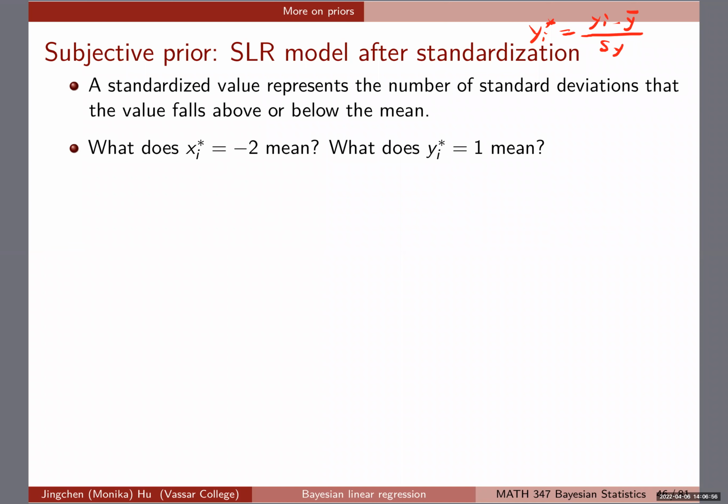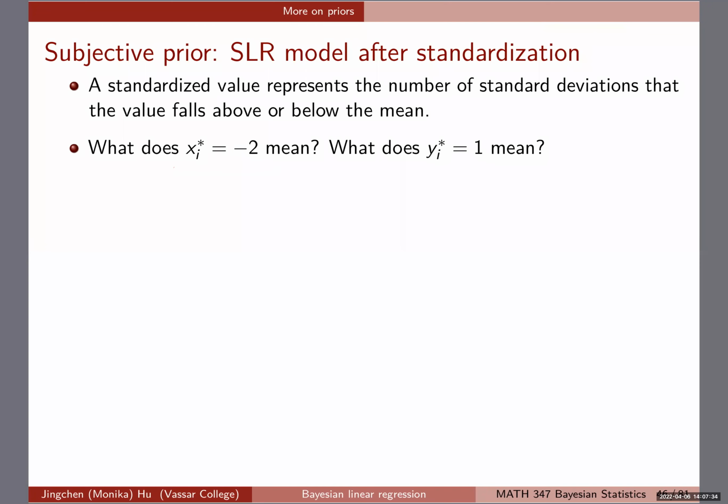So with that, if I'm looking at xi star equals -2, then I'm looking at this observation being 2 standard deviations below the mean of x. If I'm looking at yi star equals 1, then this yi, the original value for this record, is going to be one standard deviation above the mean of y. So this value gives you the number of standard deviations. And this is maybe how, the first time you were introduced to the z-score, that's the definition of z-score.